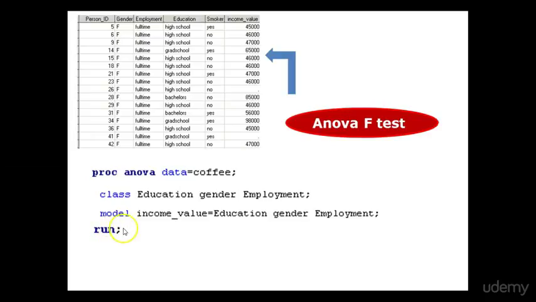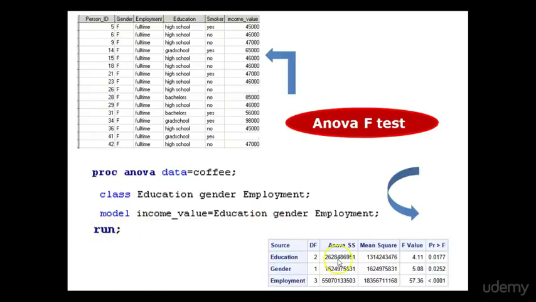Then we run. The results? We can track the p-value in the output table to know which factor can cause the difference in income value. Also, you can understand for the different levels of education whether their incomes are different.